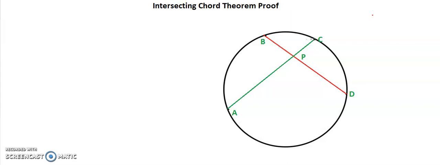Intersecting chord theorem proof. So the first thing I would like to speak about is we have two chords, the red chord and the green chord. Now they intersect at the point P. So the first thing I would ask to think about is when we are looking at intersecting chords, for us to prove it, I'm going to just turn them both into triangles.